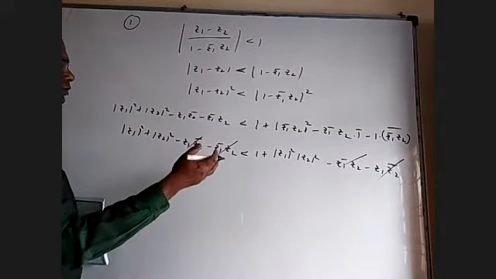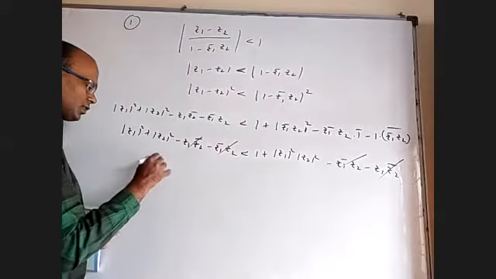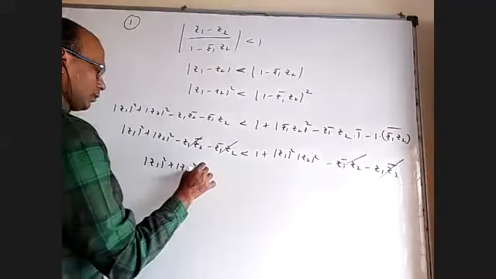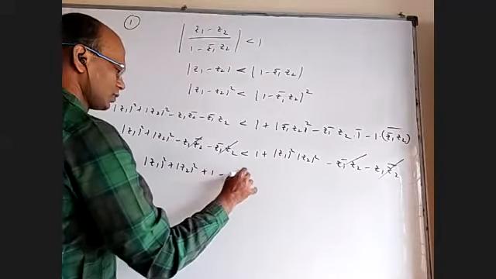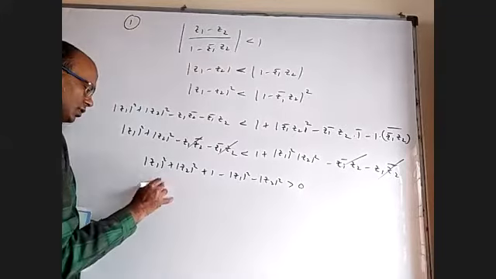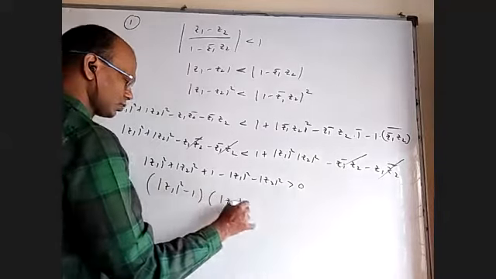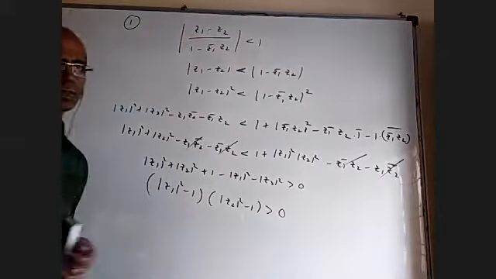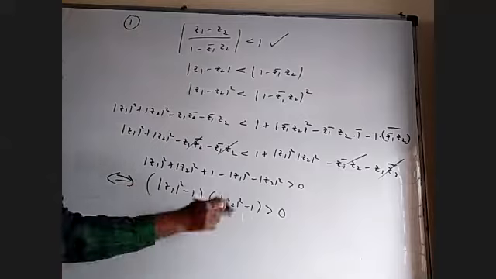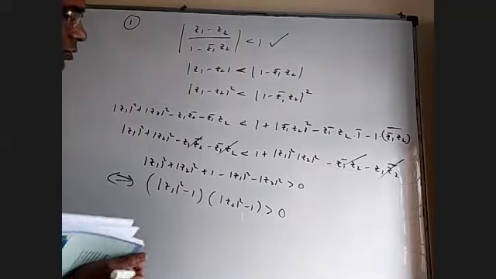Okay. Now, if I take everything to the LHS or RHS, mod Z1 squared plus mod Z2 squared plus 1 minus mod Z1 squared minus mod Z2 squared greater than 0. This is mod Z1 squared minus 1 into mod Z2 squared minus 1 greater than 0. So if you want this to be less than 1, that one double implies this. Okay. So everything depends on this now.